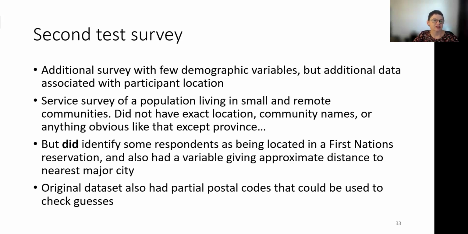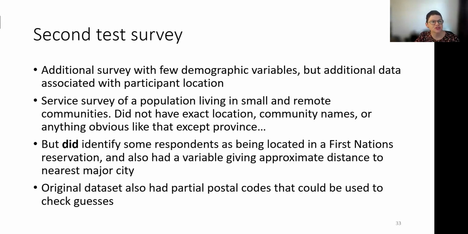This did not have the exact location. It did not have community names. It did not have anything obvious like that, except what province people were living in. Canada is divided into 10 provinces and 3 territories. However, it did identify some respondents as being located in a First Nations reservation. First Nations reservations are land that is historically owned by Indigenous peoples in Canada, and these tend to be quite small remote communities. Not all of them are, but some are.